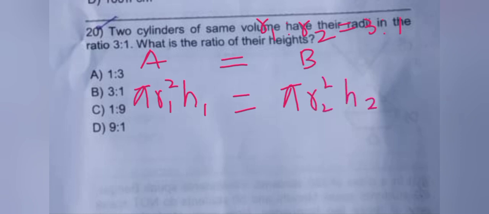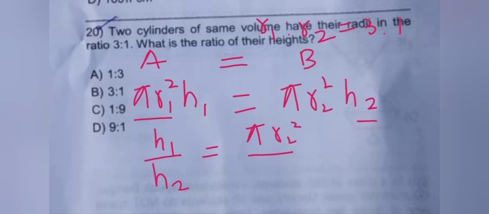As we know, the formula for volume of a cylinder is pi r1 square h1, the volume of the first cylinder, which is equal to pi r2 square h2. Since we have to find the ratio of their heights, we can write it like this: h1, and transposing, h2 is equal to pi r2 square divided by pi r1 square, and we can write r2 divided by r1. Since r1 is to r2 is 3 is to 1, that means r2 is to r1 is equal to 1 is to 3.